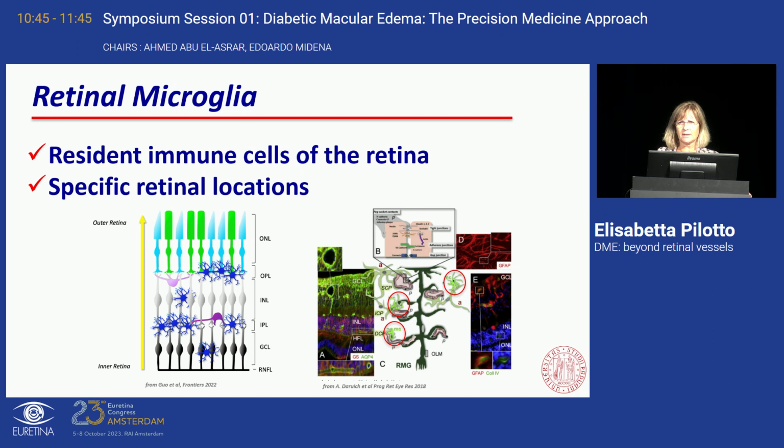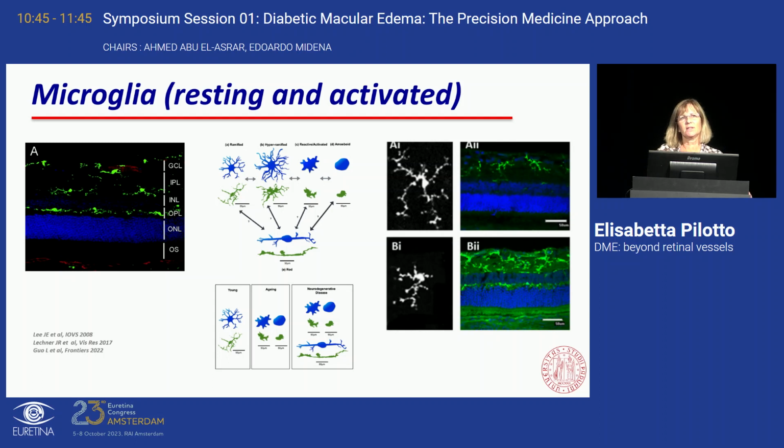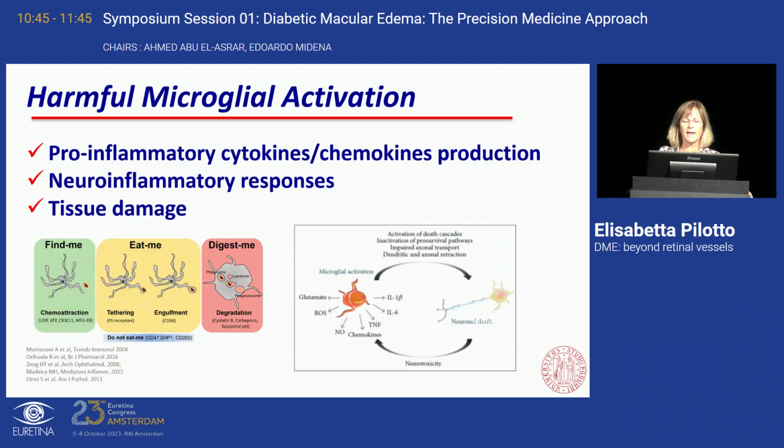Another important retinal glial cell is the retinal microglia, which are resident immune cells in the retina, located in specific retinal layers. But when they are activated, like during diabetes, they modify their morphology and change their location, moving from their usual site to different layers and also to the outer retina. When activated, these microglia produce pro-inflammatory cytokines and chemokines. They are responsible for the neuroinflammatory pathway and tissue damage in the retina.